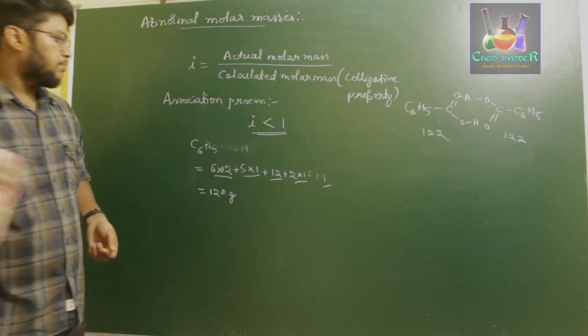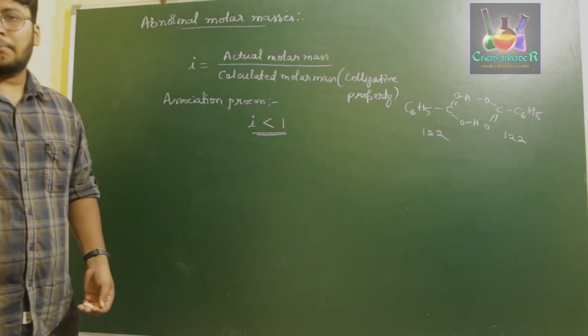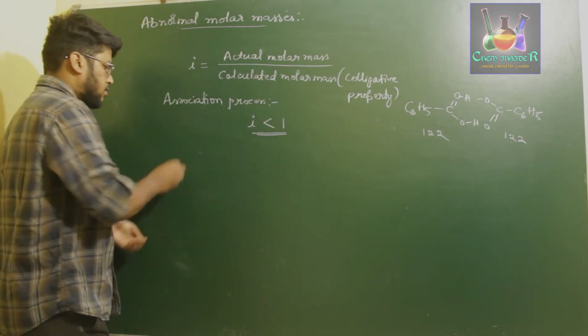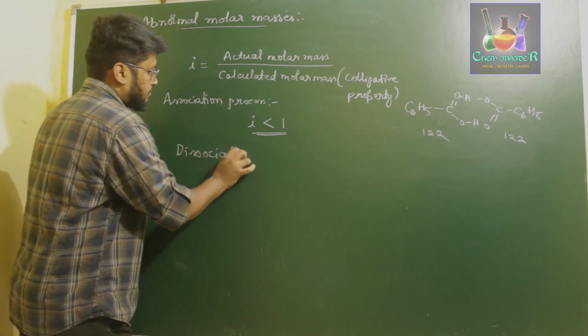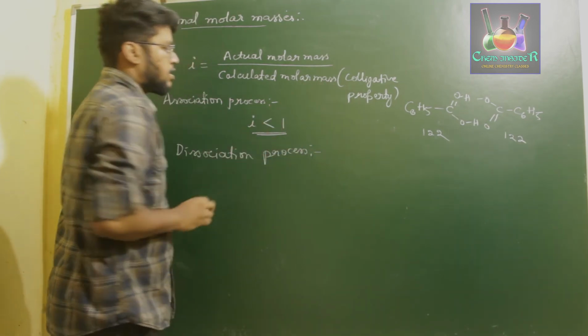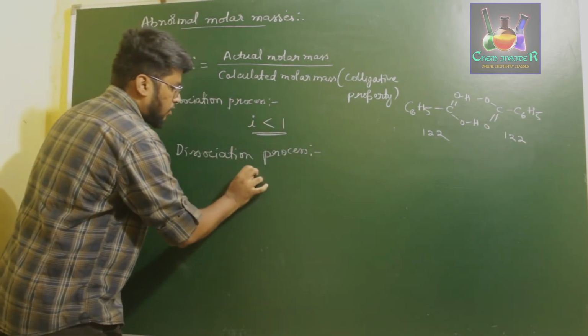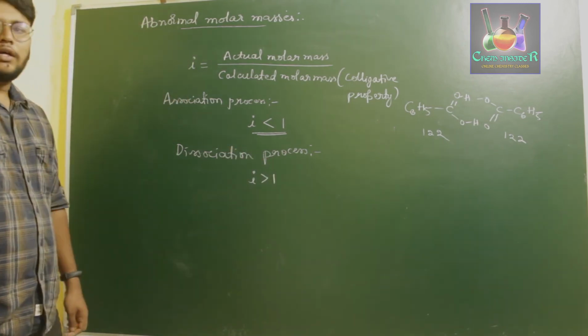And for a dissociation process, we observe that the calculated molar mass will be less when compared to the actual molar mass. Therefore, in case of a dissociation process, the Van 't Hoff factor i will be greater than 1.